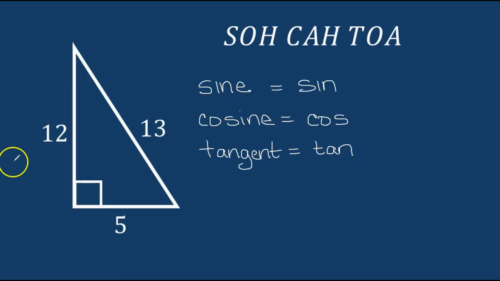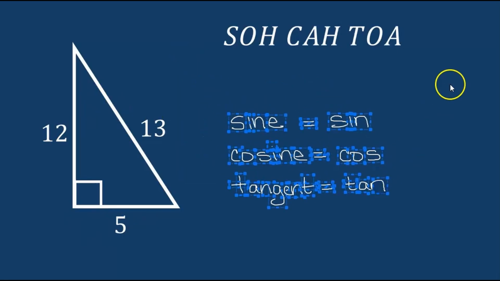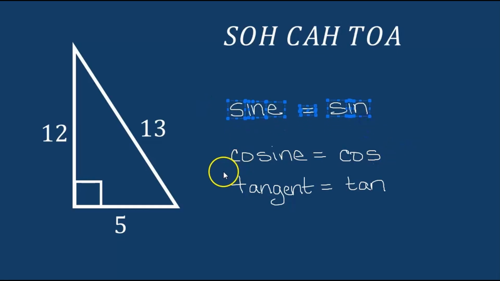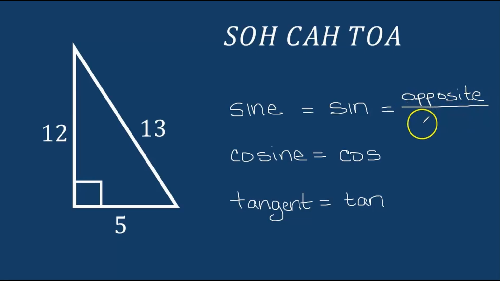Now, each one of these has a special relationship with the right triangle. You can find missing sides and missing angles by setting up the relationship as ratios. So we're going to look at each one of these individually. Let's start with sine. Sine can be found by finding the ratio of the opposite over the hypotenuse.